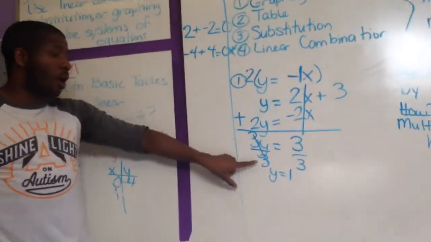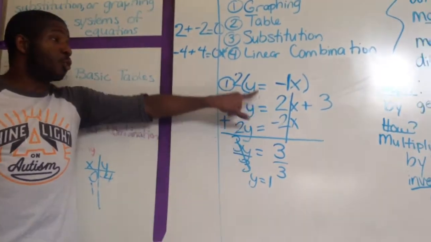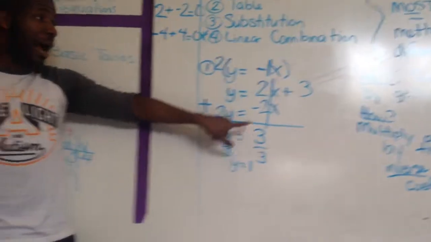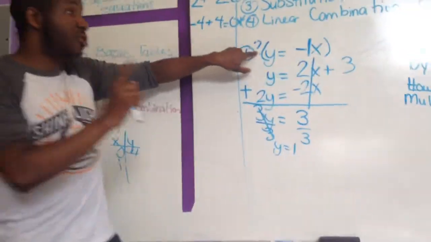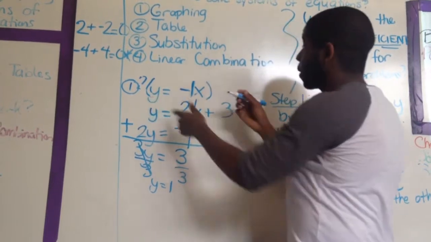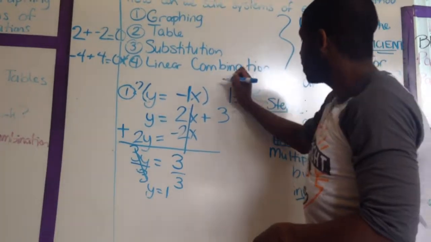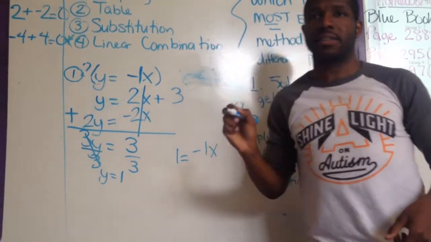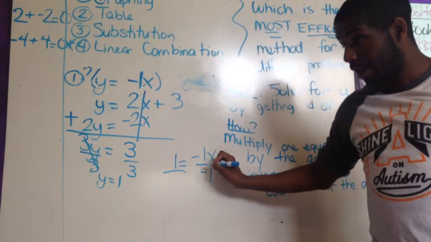Okay. So y equals 1. How am I going to find x? Substitute it into one of these equations. It doesn't matter which one. So if I have y equals 1, I'm going to plug 1 in for y here. Are y'all following me? Okay. So 1 equals negative 1x. How do I solve for x? Divide by what? Good job, negative 1.